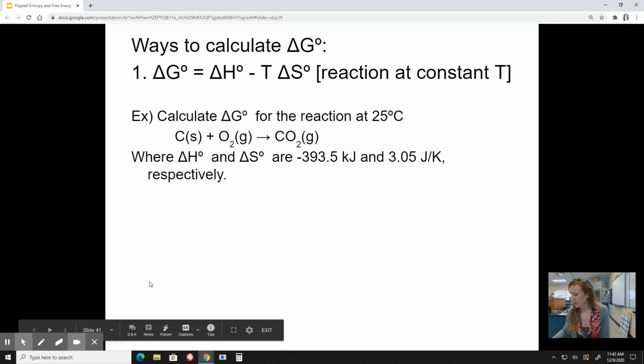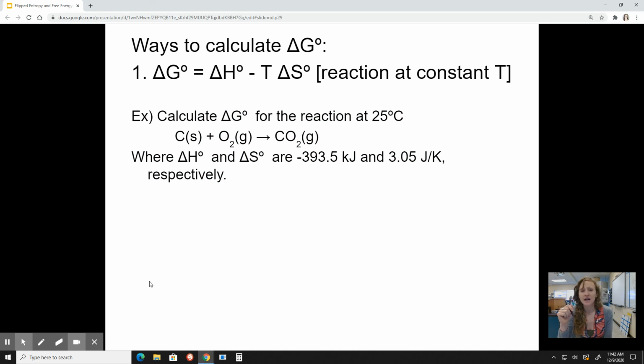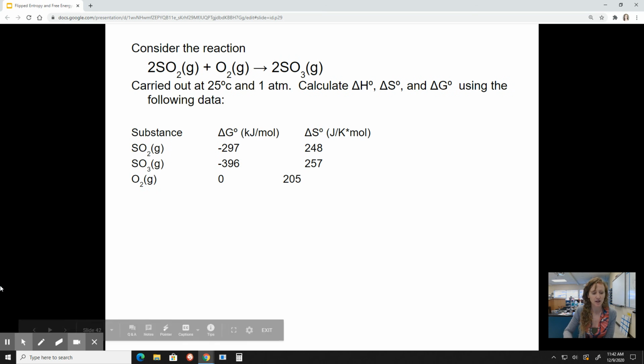Okay, so here we are going to get into ways to calculate delta G. Now, we've kind of touched on a couple of these, but I want to make sure you understand that there are multiple different ways, and I want to walk through some practice with you for each of these multiple ways to calculate delta G. And so we're going to stop here for today. This is a good stopping point.